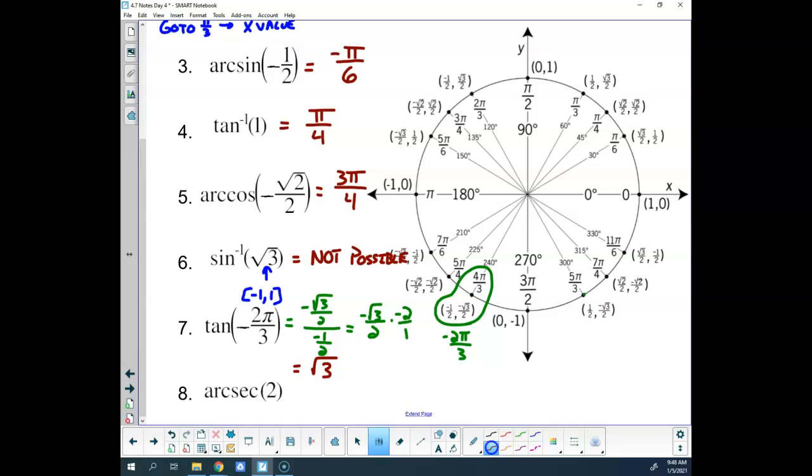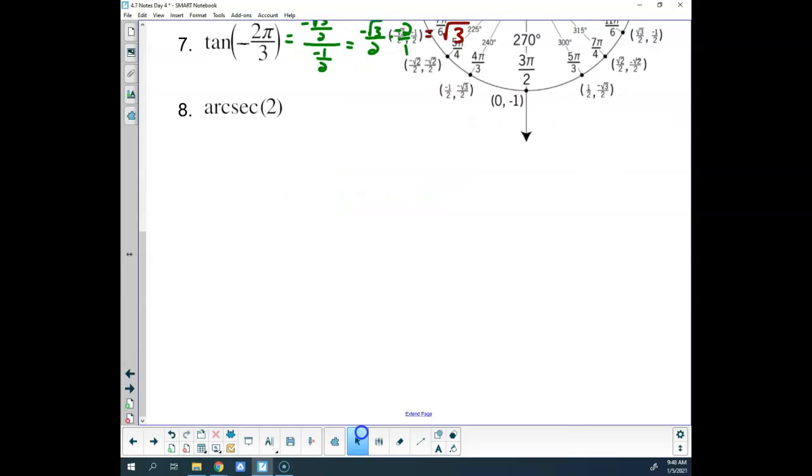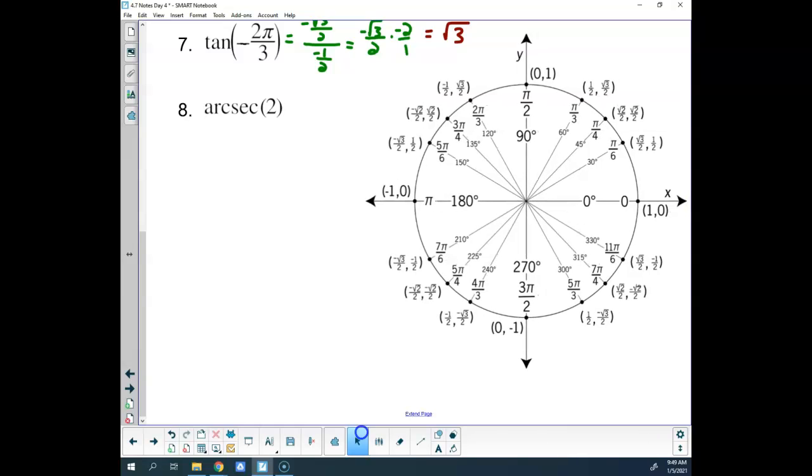Arc secant. Ooh, here we go. Arc secant, so secant goes with cosine. So I'm trying to find where the inverse cosine is 1/2. That's what I'm looking for.